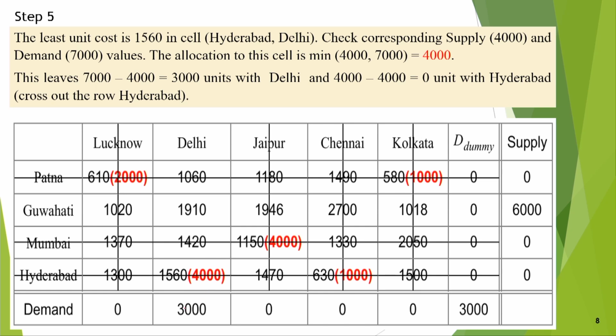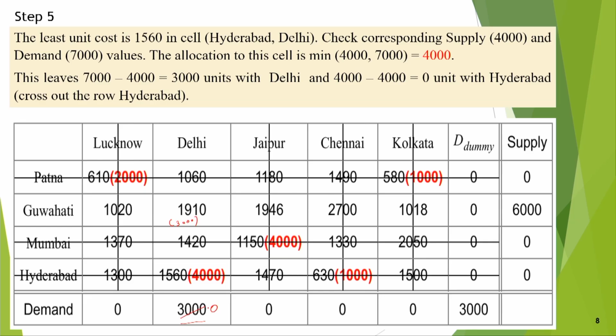So, remaining Delhi needs 3000 still more, and then here this is done. Since it needs 3000 more, now only one cell is remaining, so there is no question of choosing the least cost. So here you just give 3000 and then you say that this is now 0.